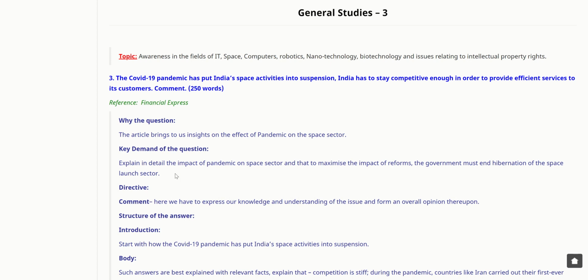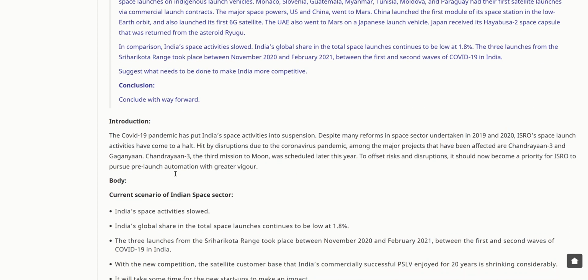Awareness in the fields of IT, space, computers, robotics, nanotechnology, biotechnology, and issues relating to intellectual property rights. The COVID-19 pandemic has put India's space activities into suspension. India has to stay competent enough in order to provide efficient services to its customers. Let's comment. And this article basically appeared in the Financial Express.